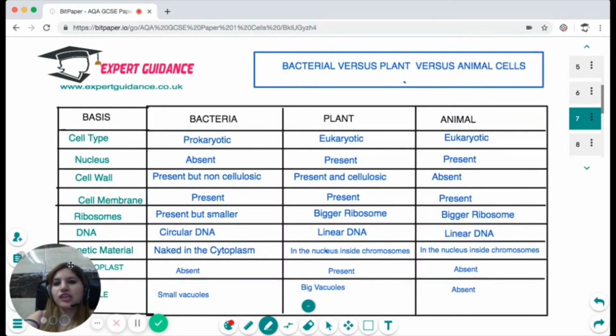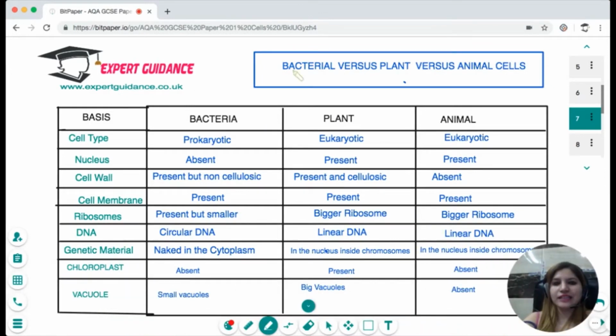Okay, so now these are the similarities and the differences between the bacteria, plant, and animal cell. Bacteria is prokaryotic, plant and animals are eukaryotic. The nucleus is absent in bacteria but present in both plant and animal cell. Cell wall is present in bacteria but non-cellulosic. Remember, in a plant cell it is cellulosic, in animal cell it is completely absent. Cell membrane is present in all.